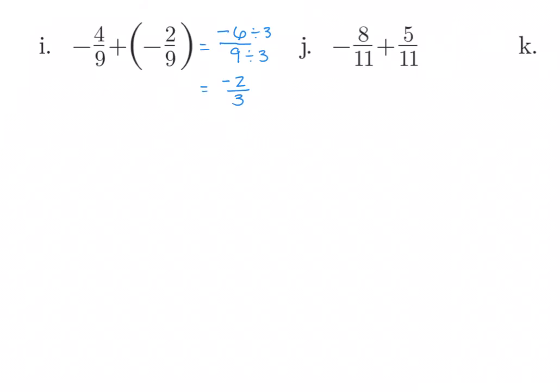All right, example J, we have negative 8 over 11 plus 5 over 11. Do we have the same signs or different signs? Here we have different signs because we do have a negative 8 and a positive 5. So we are going to subtract, keep the sign of the larger number. We get negative 3. And now we keep the denominator. This is in lowest terms, so we are done.